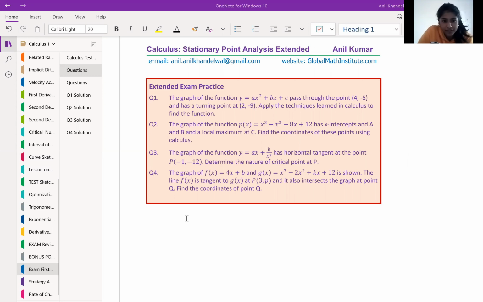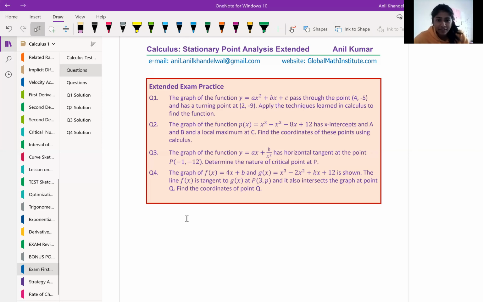The graph of the function y equals ax squared plus bx plus c passes through the point (4, -5) and has a turning point at (2, -9). Apply the techniques learned in calculus to find the function. Perfect. Question 2. The graph of the function p of x equals x cubed minus x squared minus 8x plus 12 has x-intercepts at a and b, and a local maximum at c. Find the coordinates of these points using calculus.